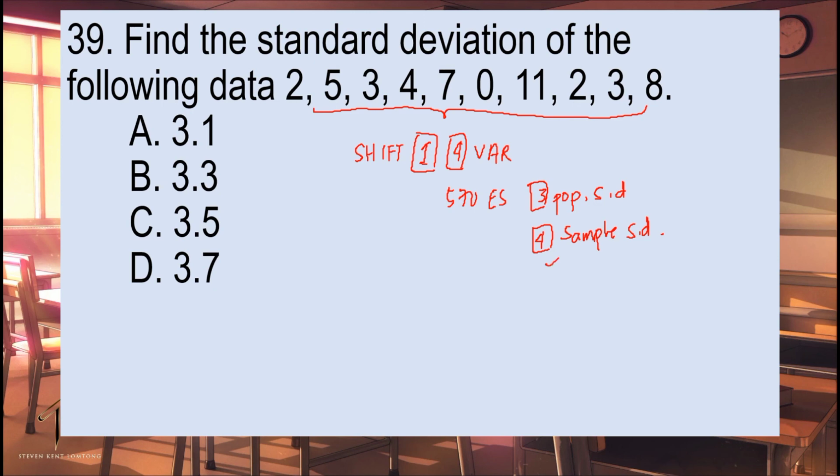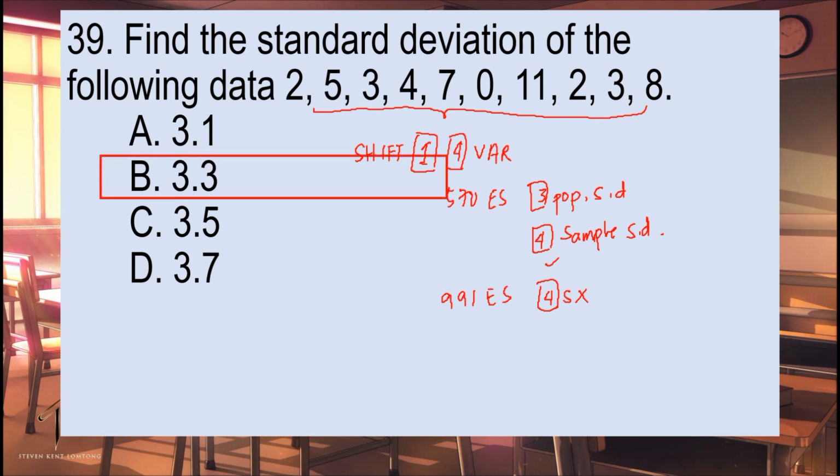In 991 ES, the standard deviation is sx. So, I think it's also at number 4. Because my calculator is 570 ES, so I'm just telling you the counterparts. Okay, and you will have an answer of 3.30 something. That's 3.3. Okay.